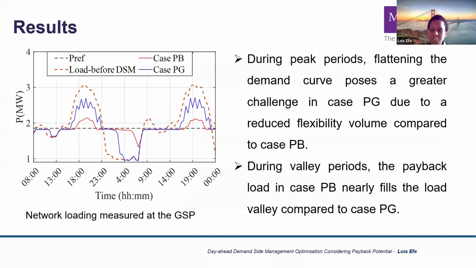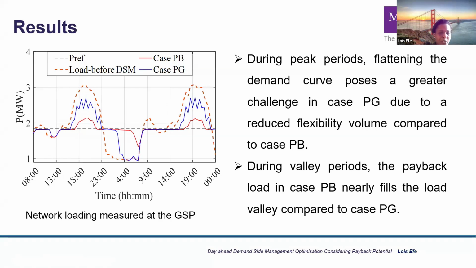I'll be sharing some of my results from my analysis. On the screen, you could see the network loading measured at the grid supply points. So what is this network loading? What happens to the network when we have applied demand side management, considering scheduled load payback? We can see from this diagram that during peak period, flattening the demand load curve poses a greater challenge in case PG due to reduced flexibility volume compared to case PP.